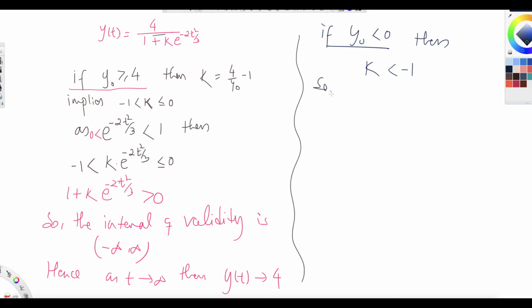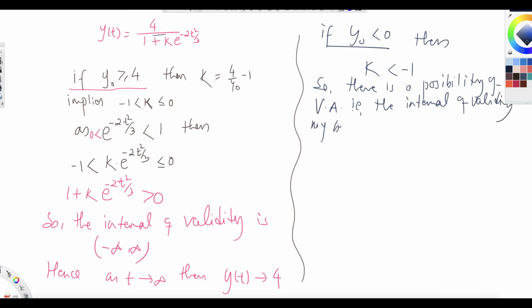Okay, so there is a possibility of a vertical asymptote, which means that the interval of validity may be different from, or may not be, negative infinity to infinity, right? It may be smaller than negative infinity to positive infinity, because if there is a vertical asymptote, then the interval of validity will definitely be different from that. Okay, so how do I find out the interval of validity then?